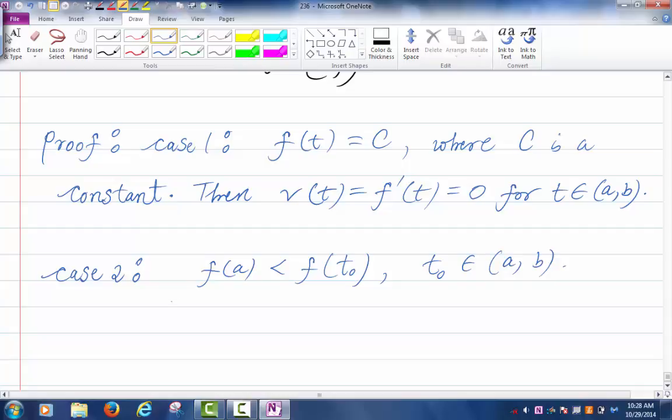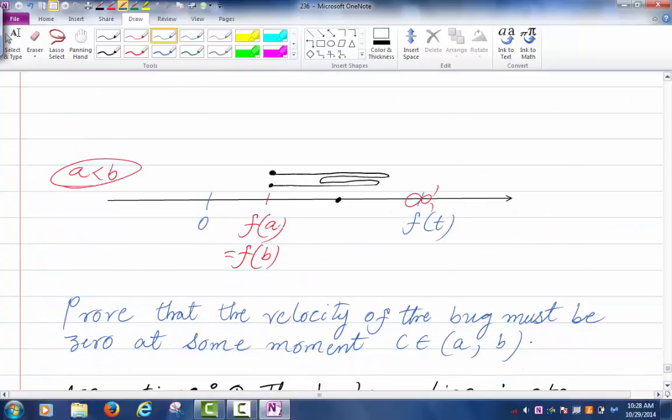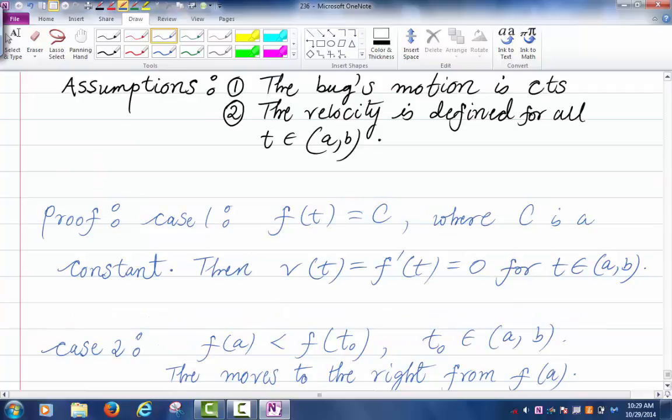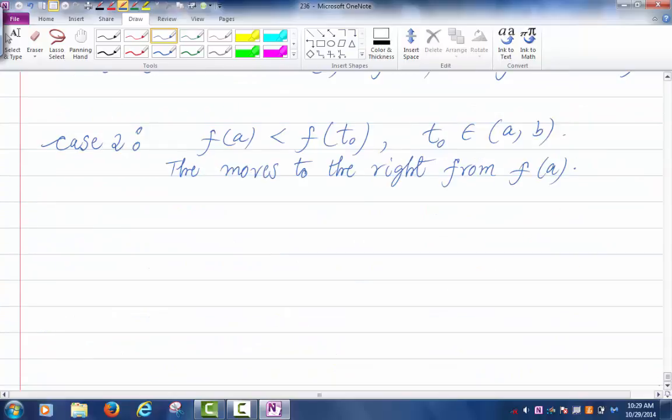So what I'm assuming here is that the bug moves to the right, let's say. The bug moves to the right from f of a at some time. So maybe initially it might be the case that, let's go back to the picture. Initially from f of a, the bug may go to the left, but it comes to the right again and goes beyond f of a. Okay? So if that's the case, the bug moves to the right of f of a.